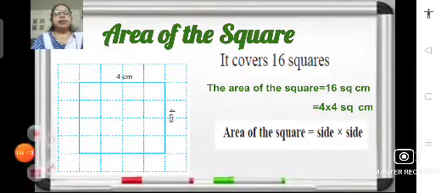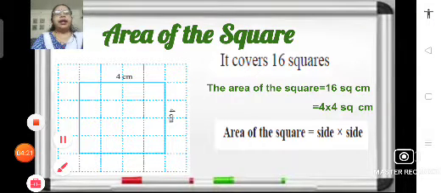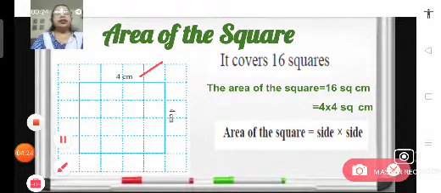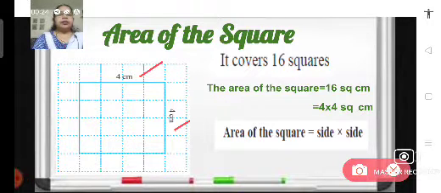Now let's look at this example. We have a square, each side 4 centimeter length. So what will be the area of this square if we find it out by finding the number of fully filled squares? We can see that this square covers 16 squares. Okay, so completely filled squares are 16. So the area of this square will be 16 square centimeters.